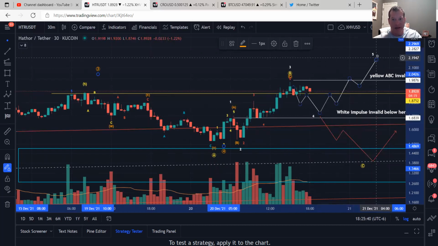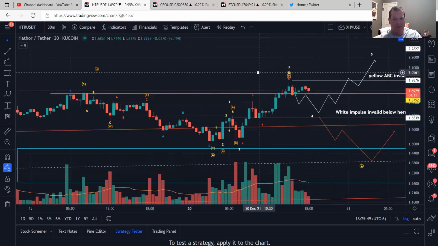I would be selling at my target 5-wave for a 30%. If my stop hits, I would not re-enter this trade until this C wave, until the bottom of this C wave. So those are the two scenarios I see, guys. From a micro standpoint, that's how I'm playing this.